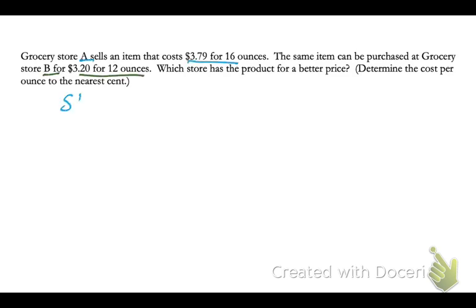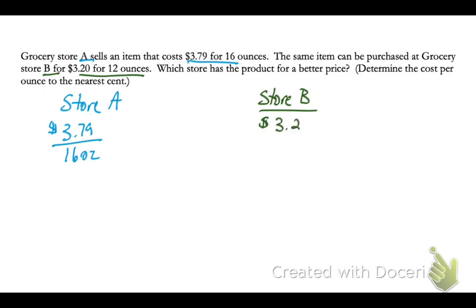Store A has the item for $3.79 over 16 ounces. Store B has that same item for $3.20 over, or compared to, 12 ounces. Now let's divide that out.